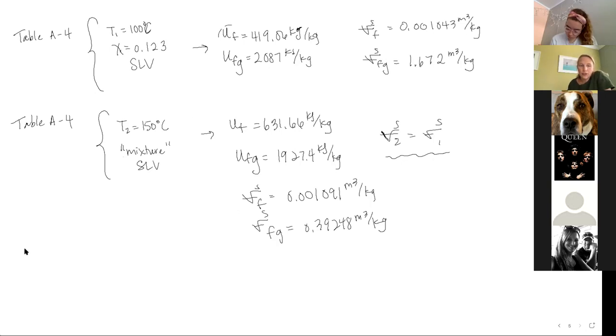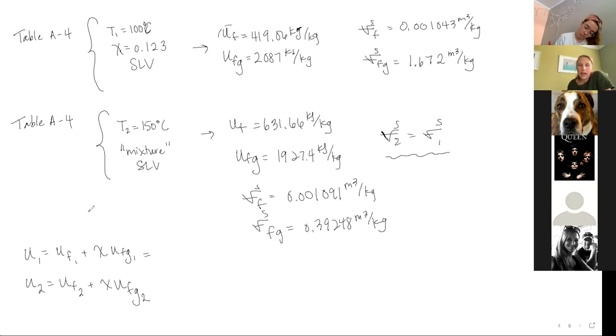For my internal energy at 0.1, this is going to be my internal energy of my saturated liquid at 0.1 plus my quality times my internal energy of my liquid vapor region at 0.1. And for the same thing, my internal energy at 0.2 is going to be my internal energy of my saturated liquid at 0.2 plus my quality times my internal energy of my liquid vapor region at 0.2.